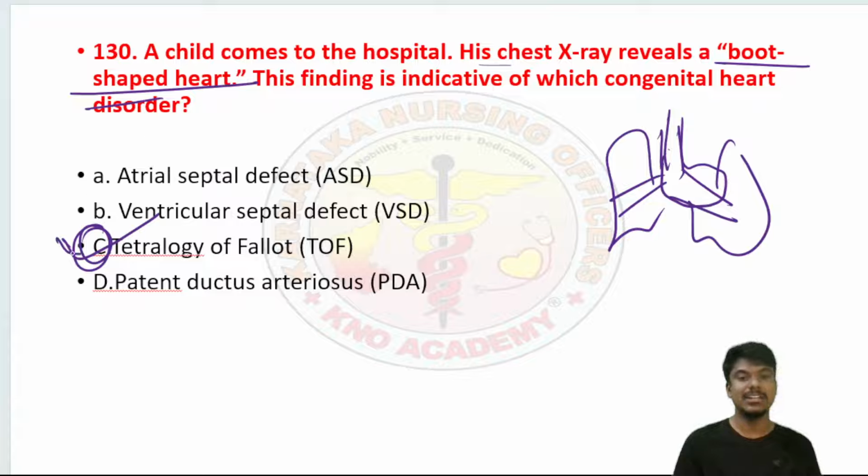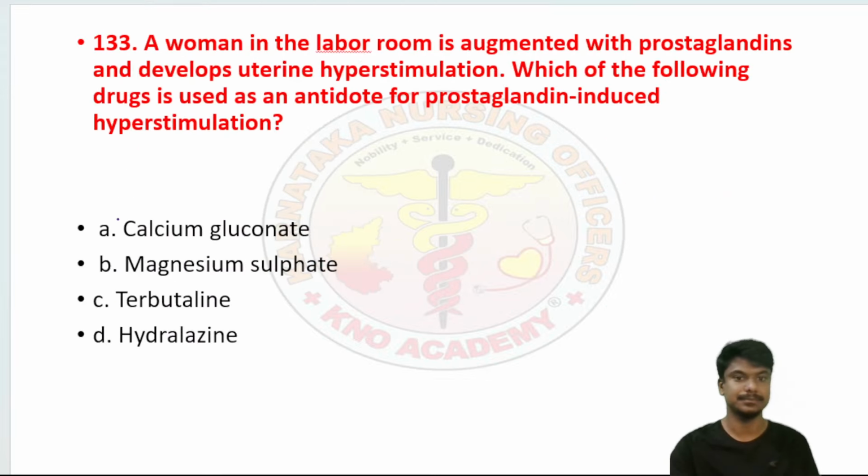In tetralogy of Fallot, there are four disorders that come together. In tetralogy of Fallot, you can see the boot-shaped heart. So option number C is the right answer.